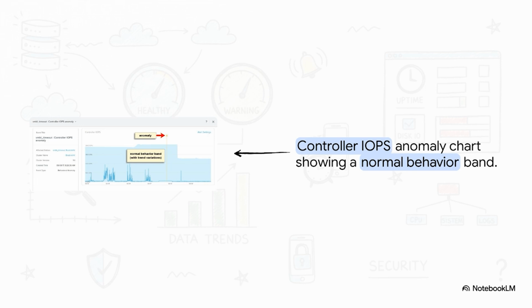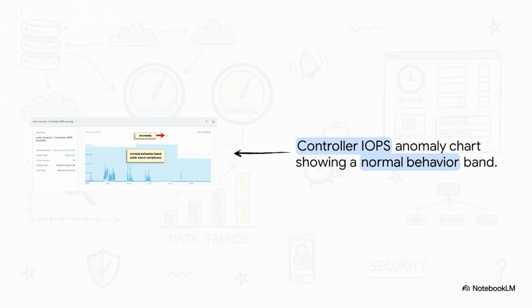Over time, the system has actually learned that this specific entity's IOPS naturally fluctuate within this blue range, all based on historical trends. So, for example, the system learns that IOPS might naturally spike every single morning at 9 a.m. when hundreds of users log into their virtual desktops at the exact same time. That expected 9 a.m. spike is baked right into the blue band.